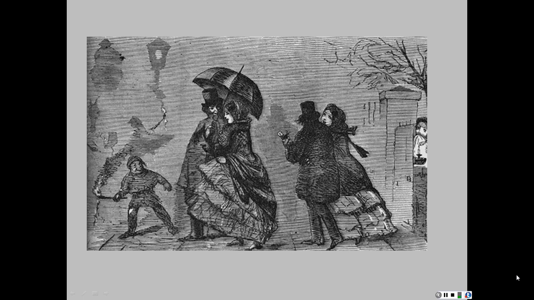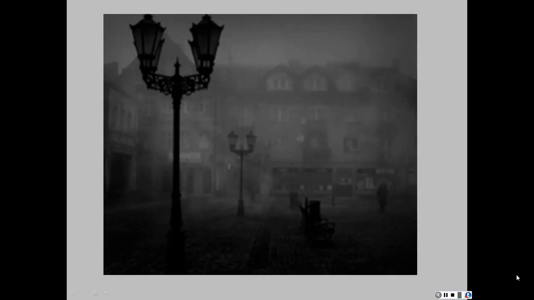They had no police force for most of the 19th century. There was a lot of crime. There was a great deal of poverty and social disruption. Here's another image of the thick London fog. That's why we have London fog raincoats.